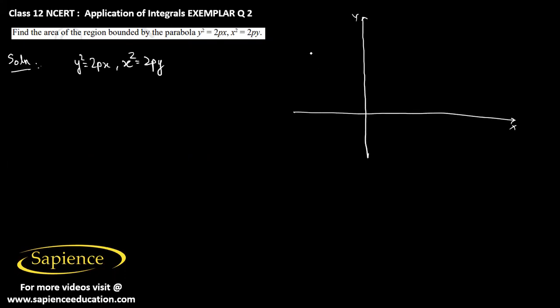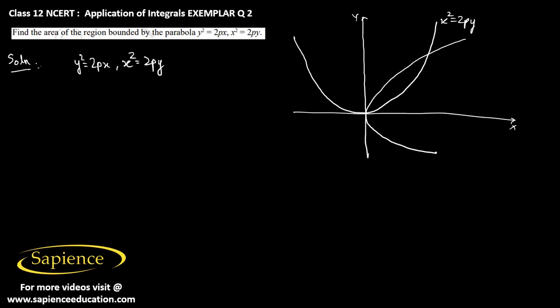Now if we draw x square equals 2py, the graph will be somewhat like this, and y square equals 2px will be somewhat like this, and both will pass through the origin. So this is y square equals 2px. We need to find the area of this region.